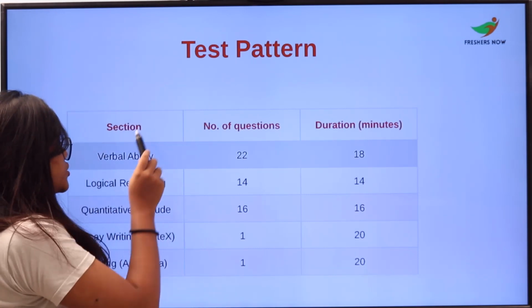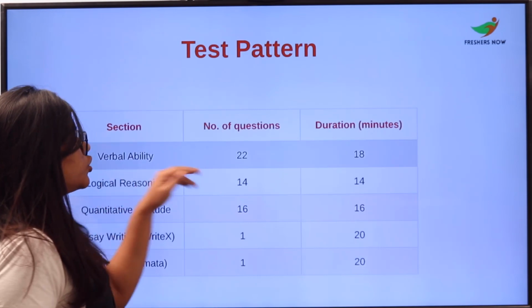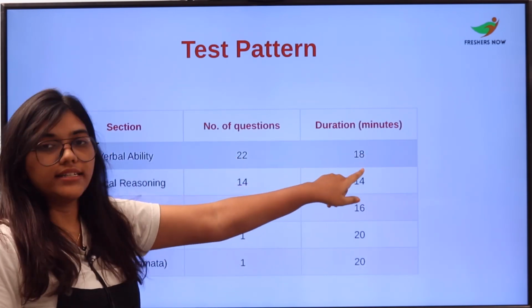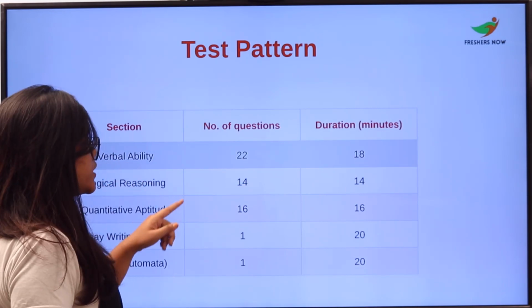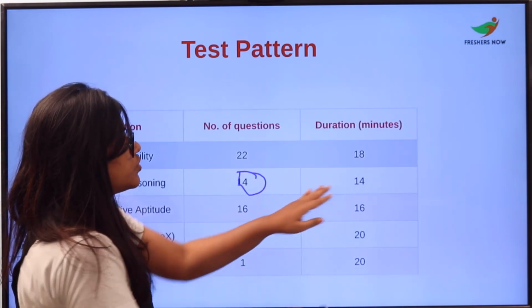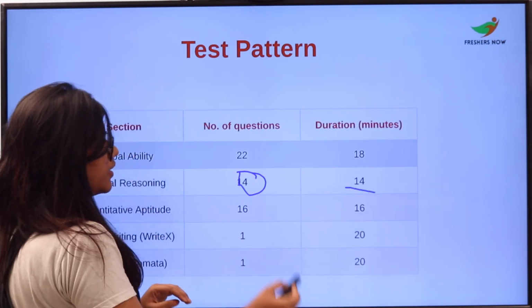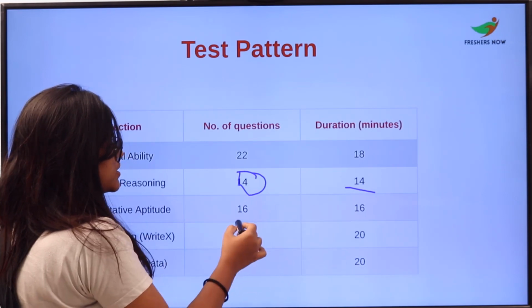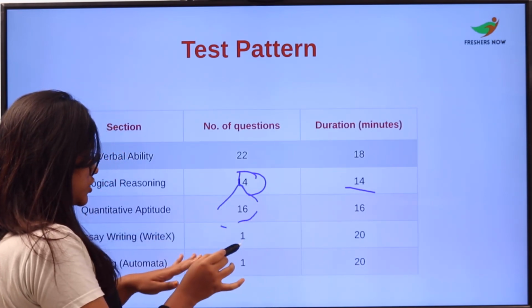For the verbal ability section, you will be given 22 questions and you will have to answer in 18 minutes. For logical reasoning, you will be given 14 questions and you have to do it under 14 minutes. Quantitative aptitude is 16 minutes, having 16 questions.